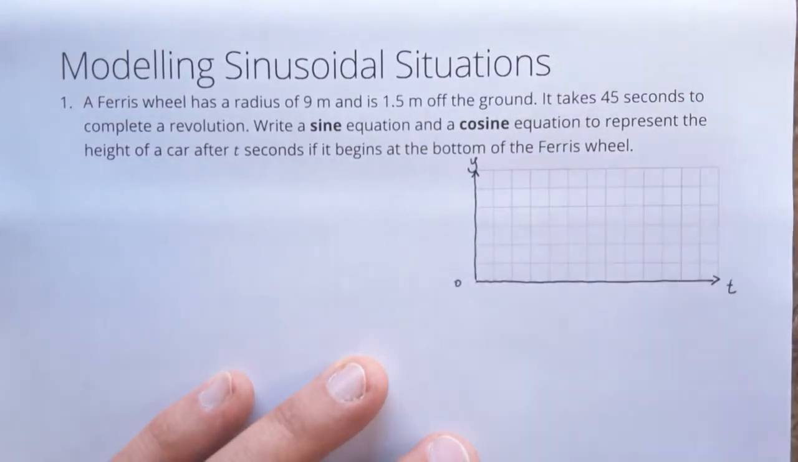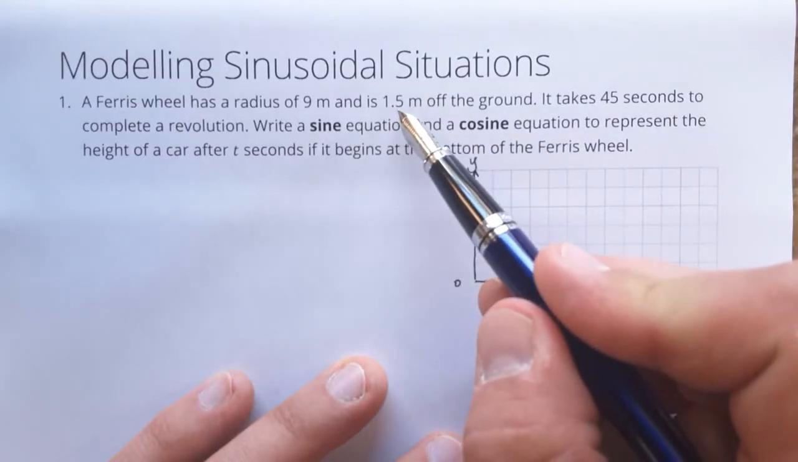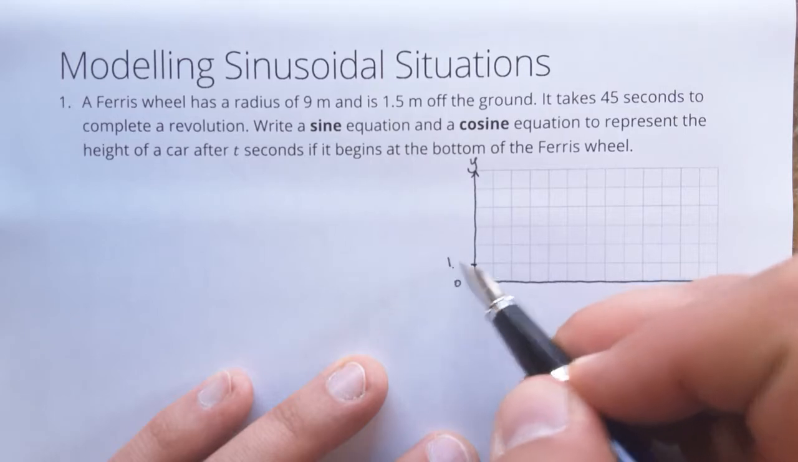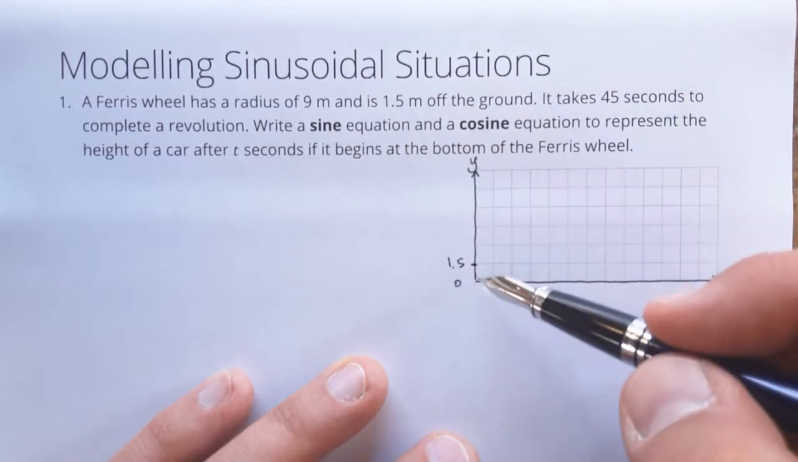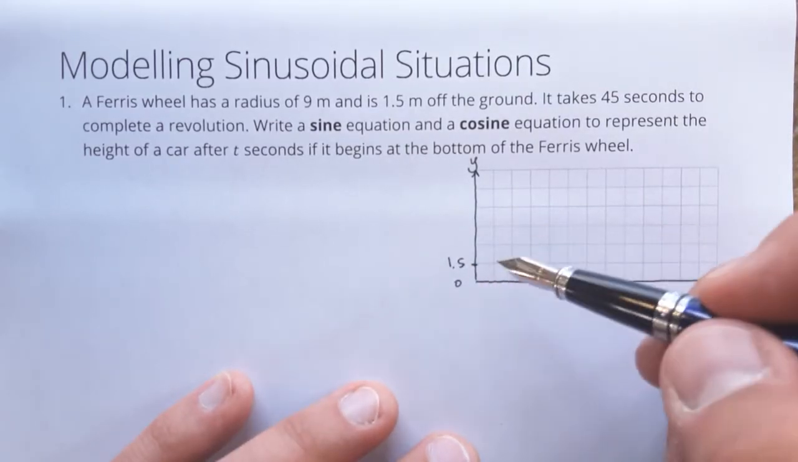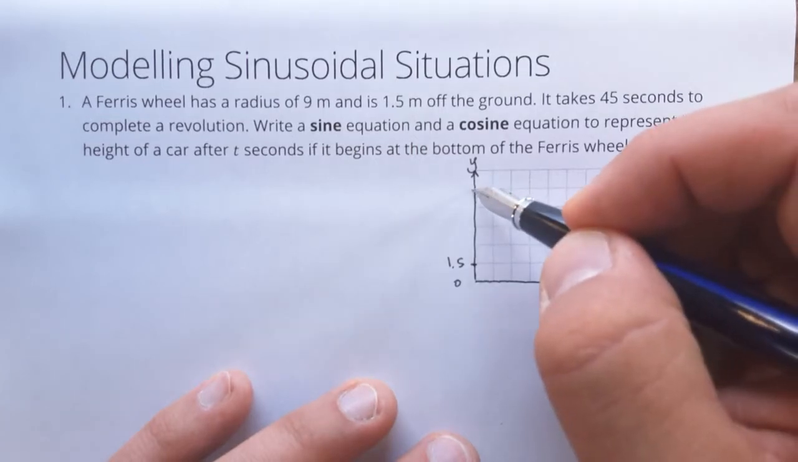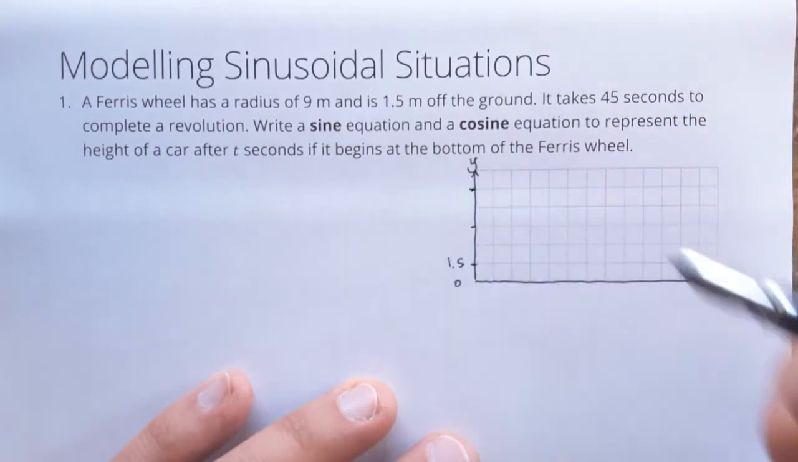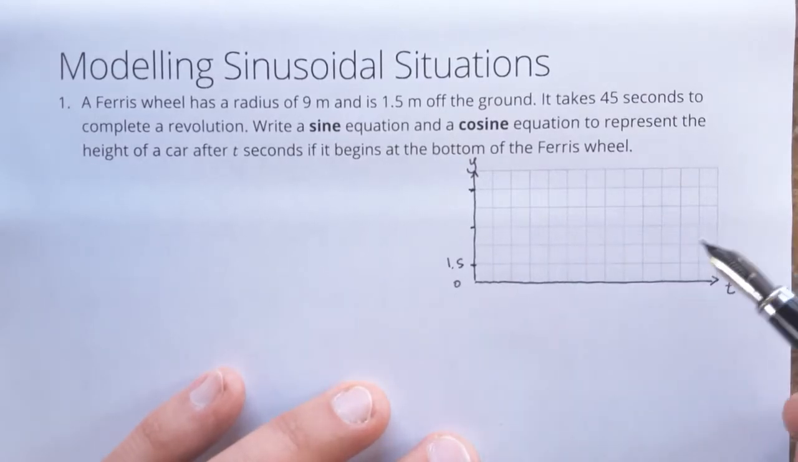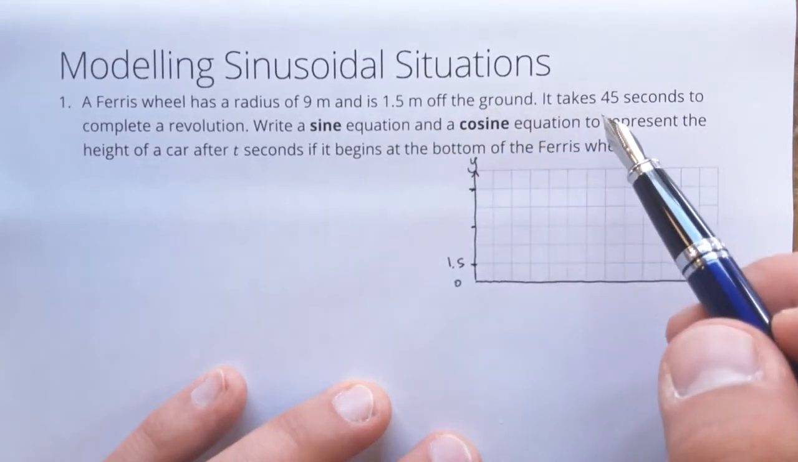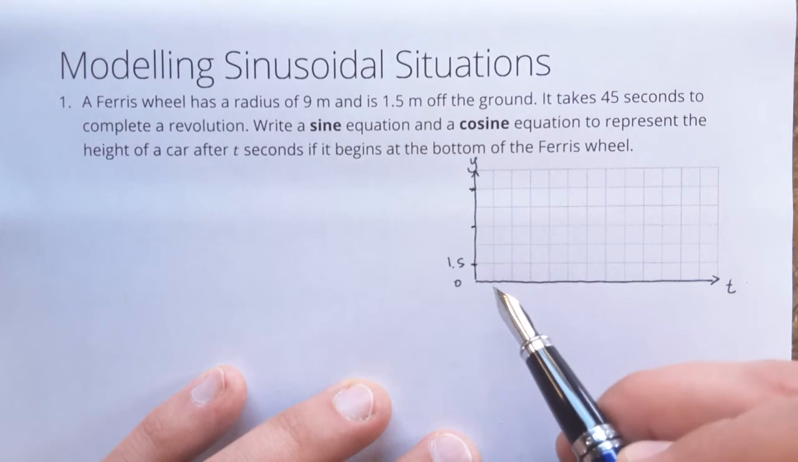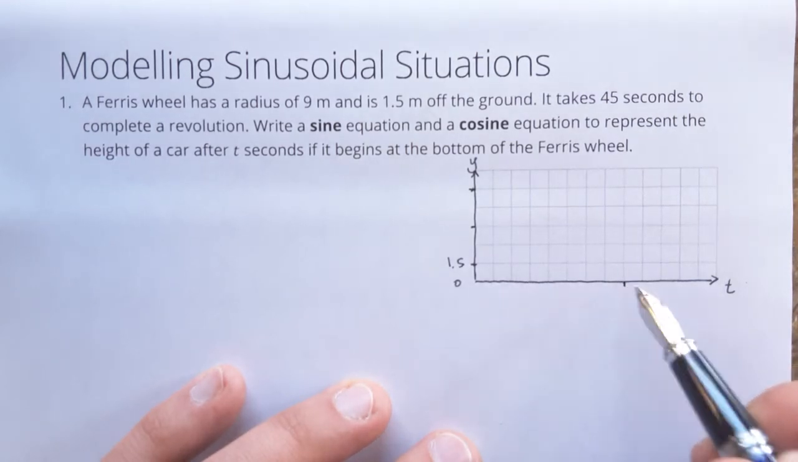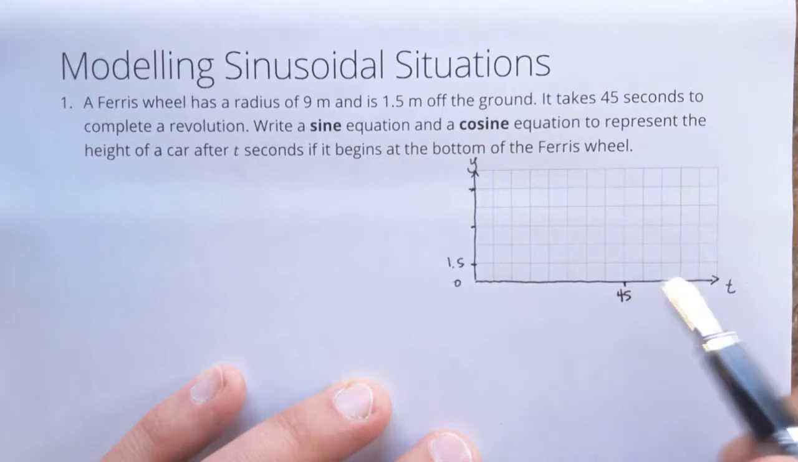Now the lowest point is 1.5 meters, so I'm going to put that here on my graph, 1.5. It doesn't matter exactly what scale I'm using. Up here I'm going to put the top point, and here I'm going to put the middle point. It's just a nice easy way to show it. Again, it's not to scale. And horizontally it takes 45 seconds to complete a revolution, so I'm going to make a nice number, 8 boxes to get to 45 seconds.